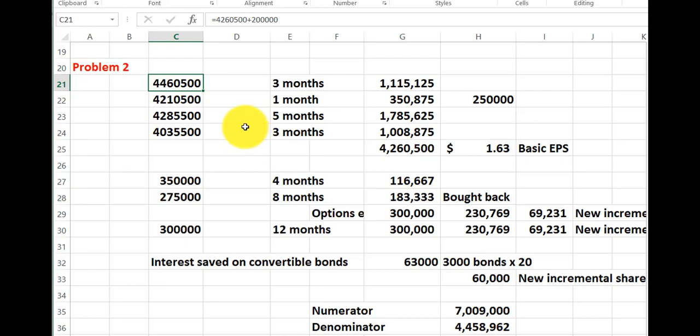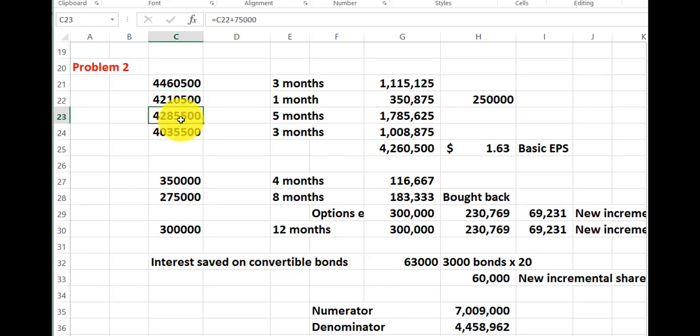So we start with that number that's outstanding for January, February, March, 3 months. Multiply it by 3/12 and we get that number. On April 1st, we buy back stock. We buy back exactly 250,000 shares based on how much was given to us as we spent and the price that we spent per share. That lowers our number of shares outstanding by 250,000. That's outstanding for the month of April. We multiply that by 1/12.